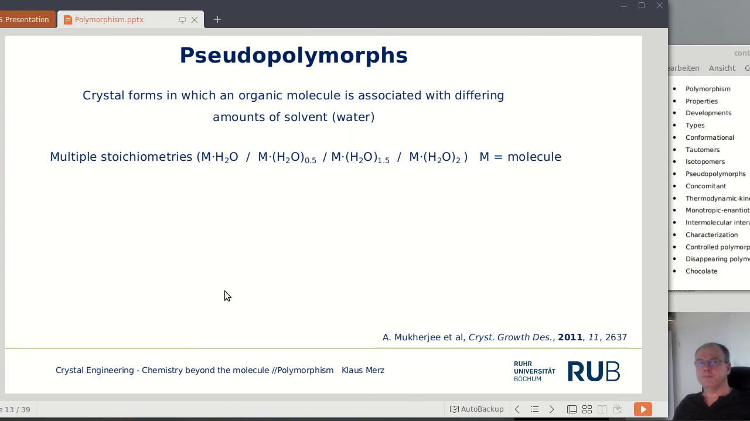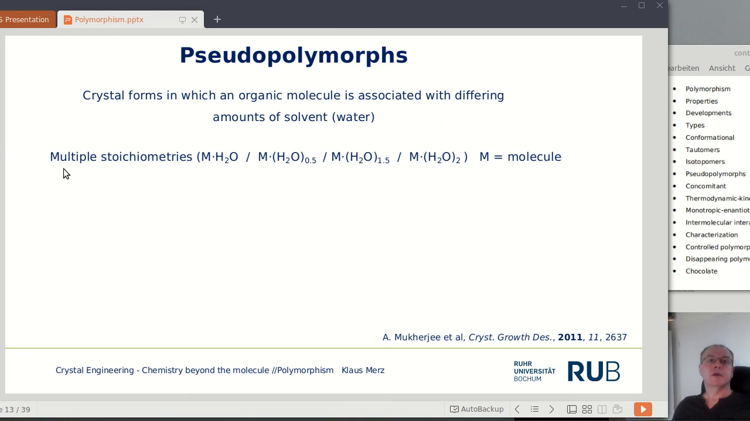Next point, pseudopolymorphs. Pseudo is the keyword, the key phrase. Similar to tautomeric polymorphs, in general we were talking about hydrates. Hydrates are not polymorphs. Sometimes we will find a hydrated form, but a hydrate is not a polymorph.